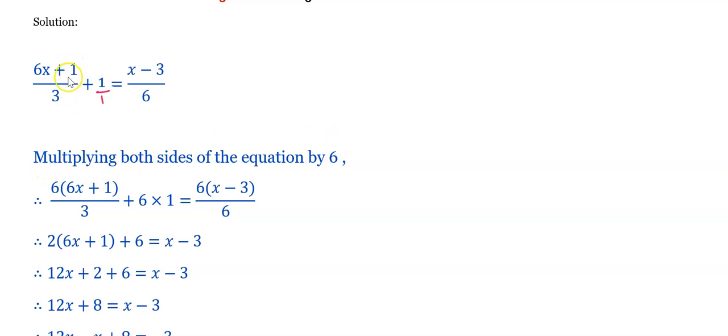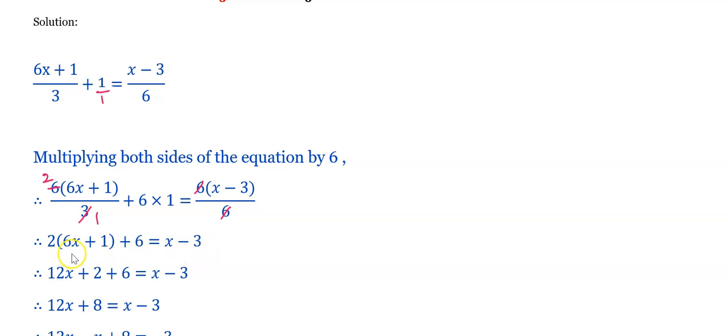Therefore (6x + 1)/3 multiplied by 6, 1 upon 1 multiplied by 6, and again next (x - 3) into 6 upon 6. Okay. Now after the cancellations here you will get, 3 ones are 3 and 3 twos are 6. Therefore 2 in bracket (6x + 1), 6 into 1 here is 6, and these 6 and 6 get cancelled, and here you will get x - 3.